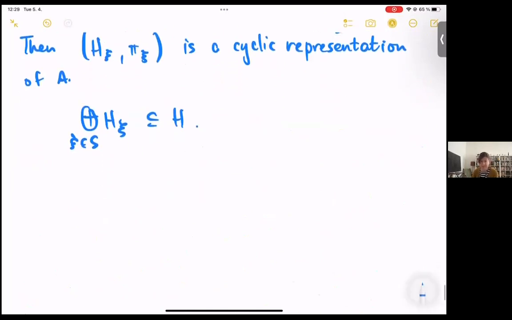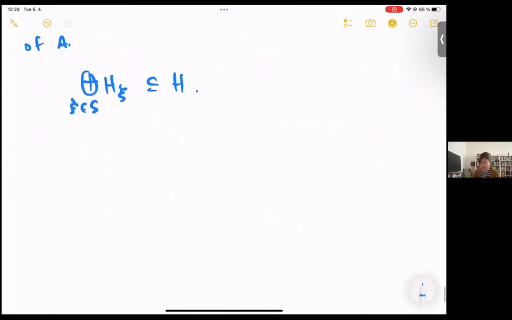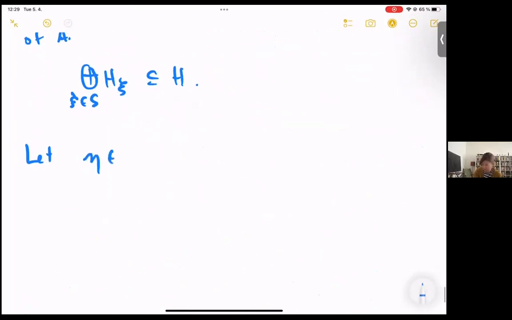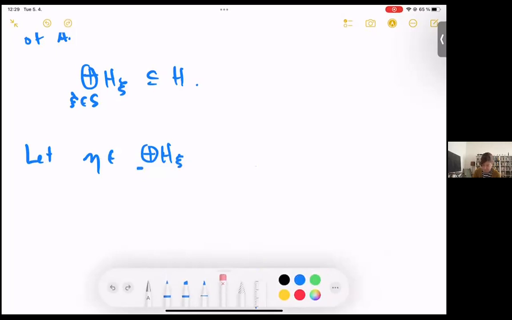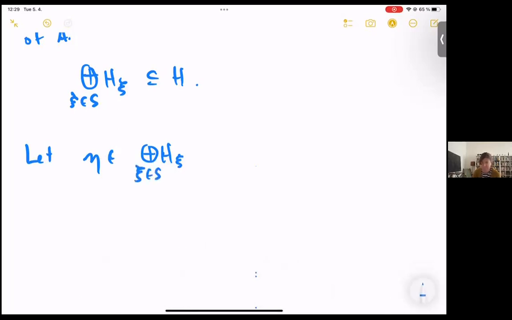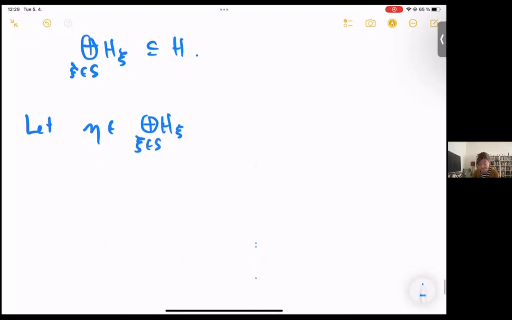Okay, so what we would like is that this is all of H. So suppose we have some eta in H. If anyone out there has a tip about how to make that stop happening on my iPad, I'd very much appreciate it. So let's take some vector in the orthogonal complement.